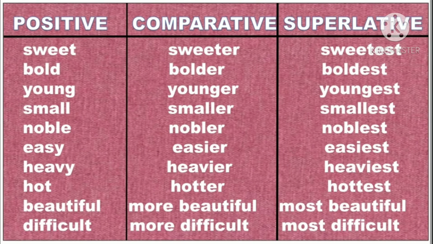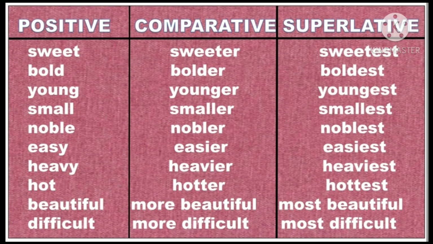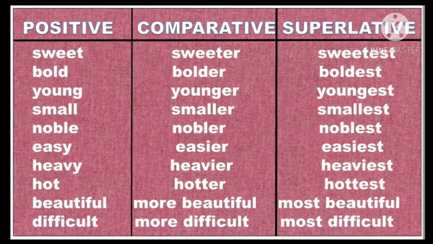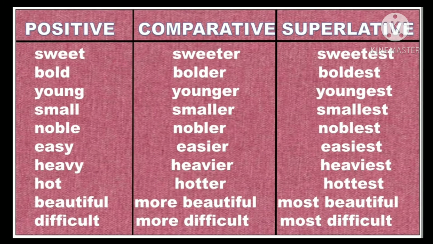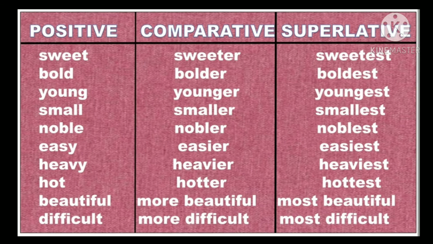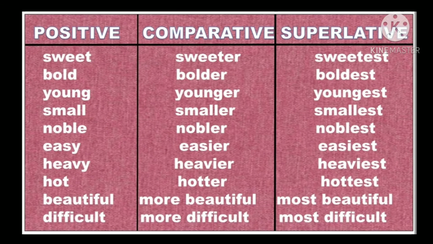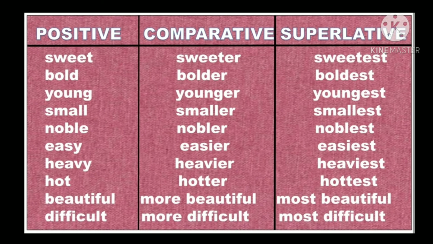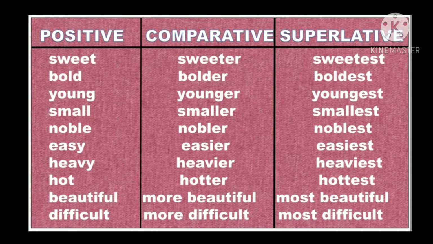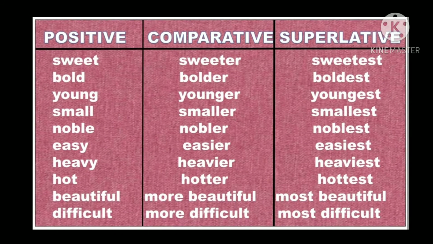Okay. Look at the tabular column: positive, comparative, and superlative degree. The adjective word will change when it goes to comparative and to superlative. In the positive, it contains the adjective word as it is. Look at the first one, sweet. When it goes to comparative, we need to add er to the adjective. When it goes to superlative degree, we need to add est to the adjective. Okay?